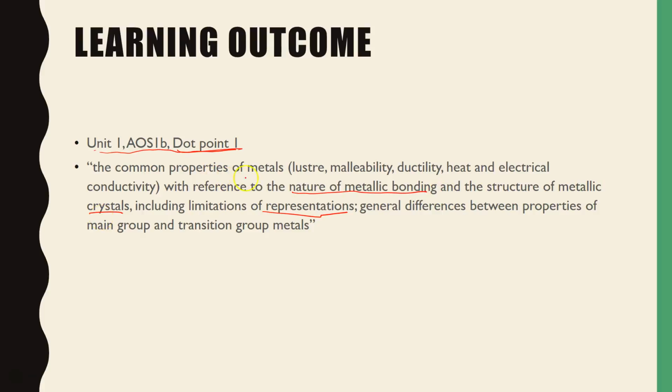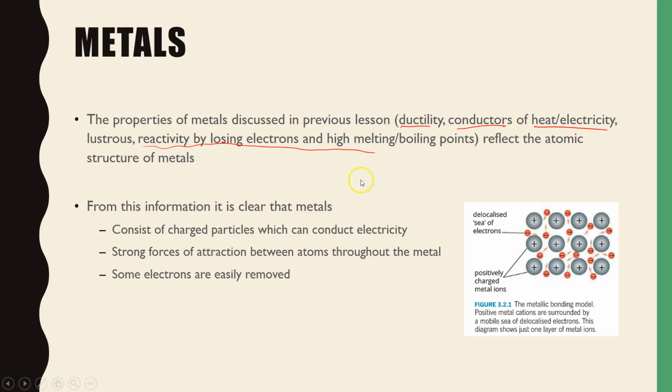We've covered the common properties of metals: luster, malleability, ductility, heat, and electrical conductivity. And now we're going to be talking about how atoms of metals bond together and the structure of metallic crystals, and how this explains the properties of metals.